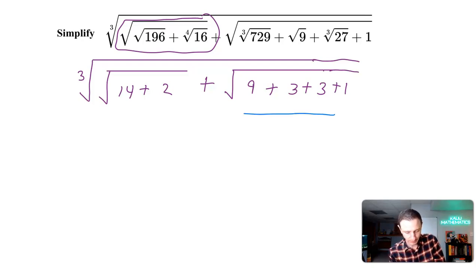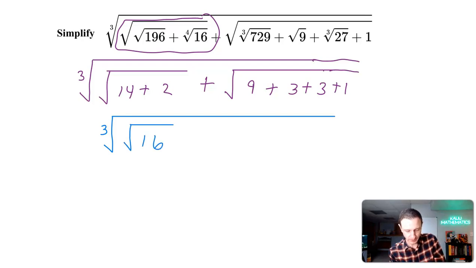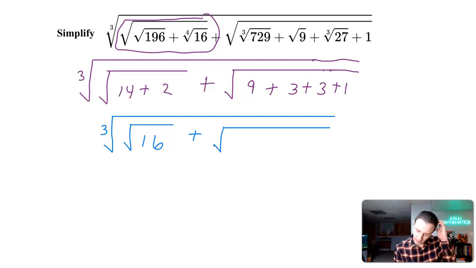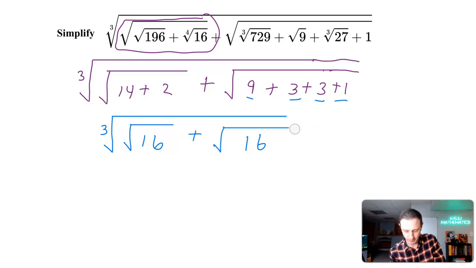So on the inside, so this cube root, still have the square root here. 14 plus 2 is 16, plus, and then we get the square root. 9 plus 3 plus 3 plus 1. So that's going to be 9 plus 3 is 12. 12 plus 3 is 15. 15 plus 1 is 16. So I probably didn't need to spread that all the way over here.